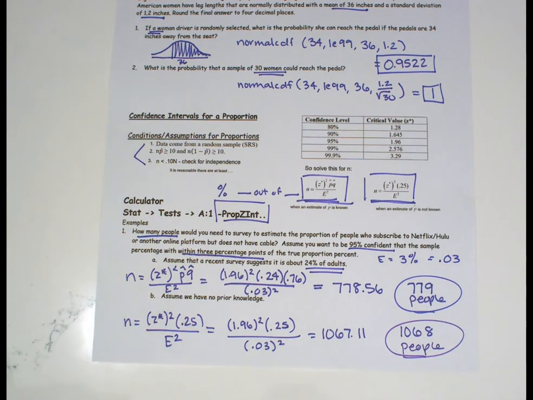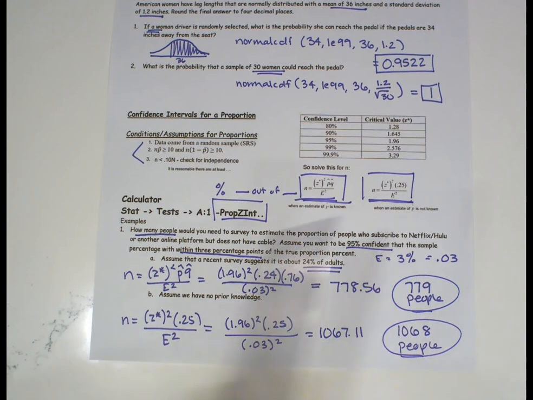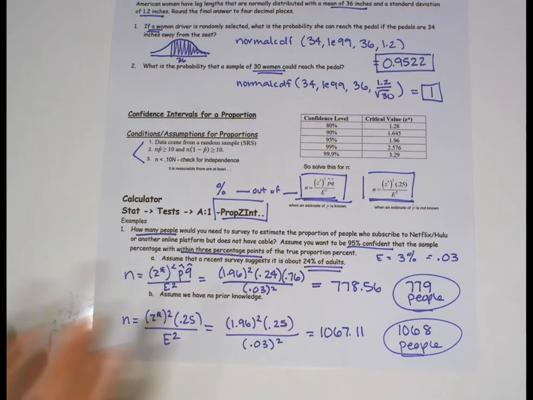So those formulas just depend on what information you're given. They're both finding the same thing: they're both finding sample size. It just depends on whether you know the proportion or an estimated proportion, or you don't. And that has to do with anytime you're working with a proportion. There's a different formula when we're working with our mean and our standard deviation.